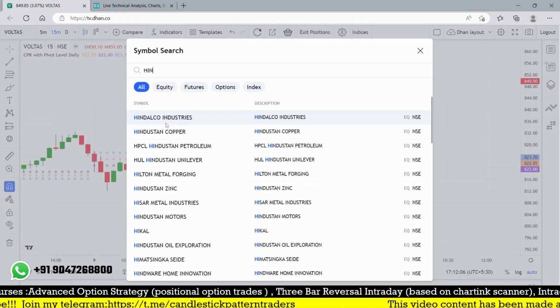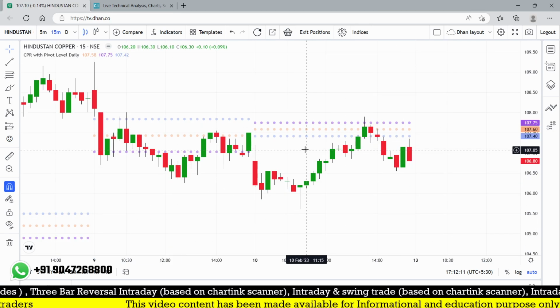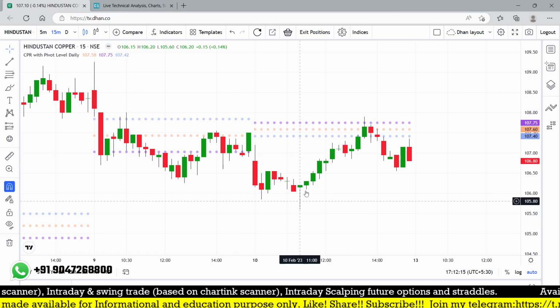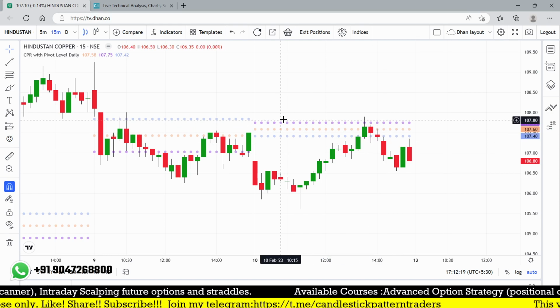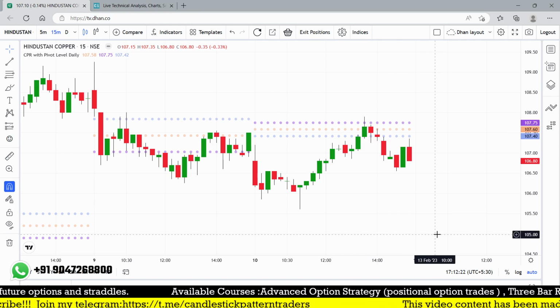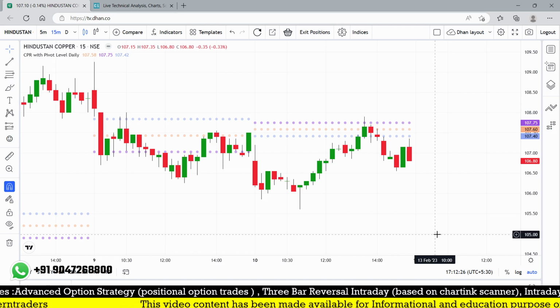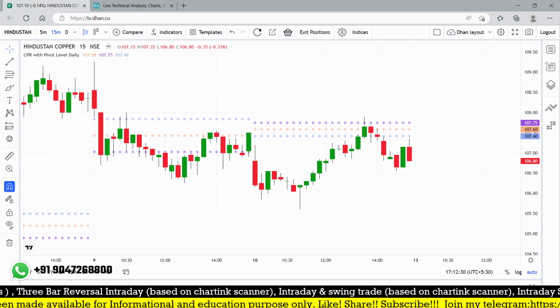Like Indo Copper, that one triggers a positional entry. Look at this Indo Copper. Initially it broke and it also opened below the level and is slightly recovering, but on this level it started to reverse back from resistance. Exactly at this point of resistance it reversed. So simply we are going to use the inside CPR here for a trending move.